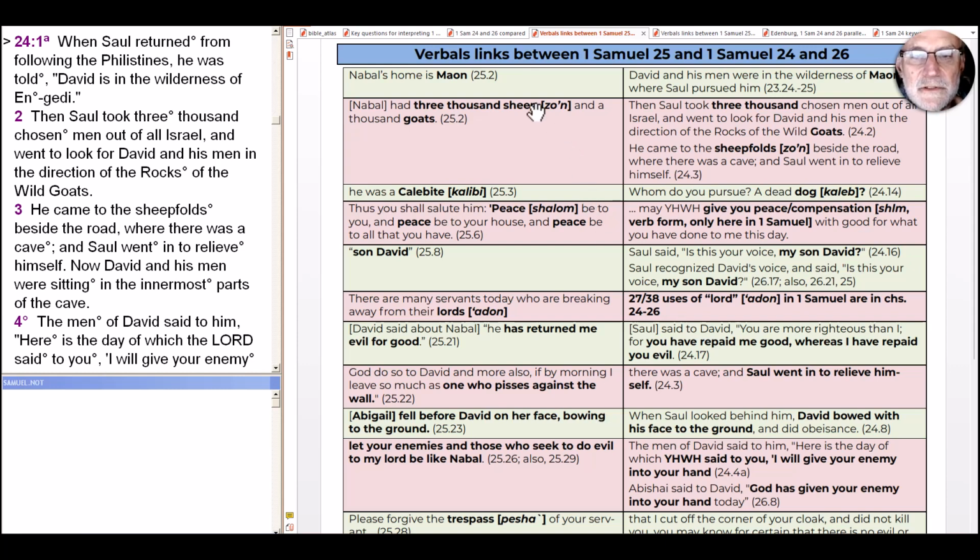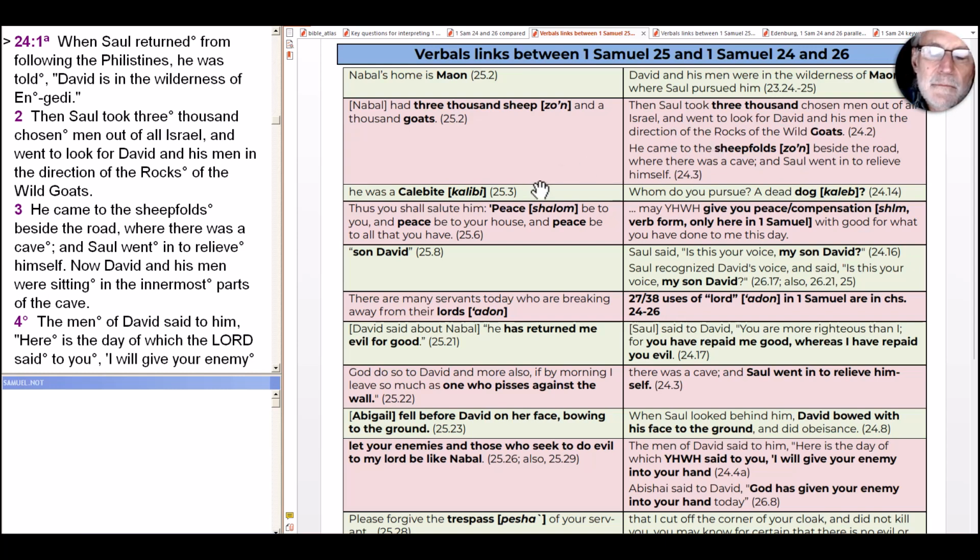So let's just look at some of the parallels here. So we see in the beginning of chapter 25, Nabal's home is at a town called Maon, which is otherwise not relevant to the story. It's never mentioned again. But David and his men were in the wilderness of Maon just before this scene here. Nabal has 3,000 sheep, and Saul took 3,000 chosen men. And Nabal also had 1,000 goats. And interestingly, David hides in the rocks with the wild goats. So they certainly start in a similar area, a similar situation there.